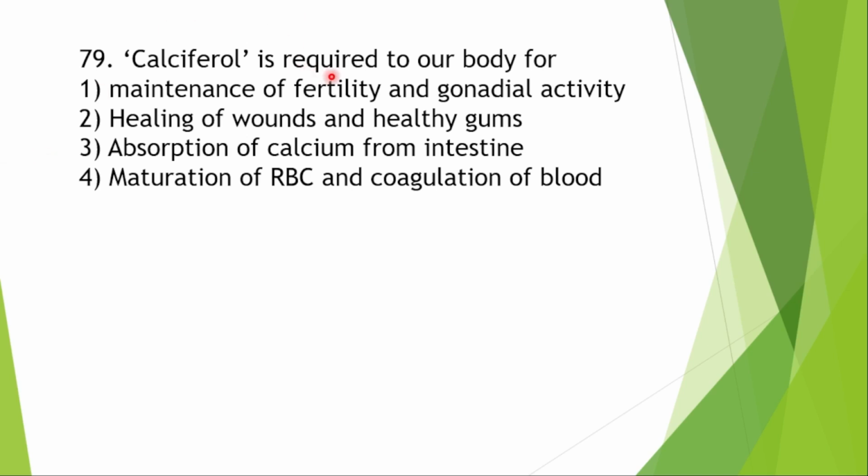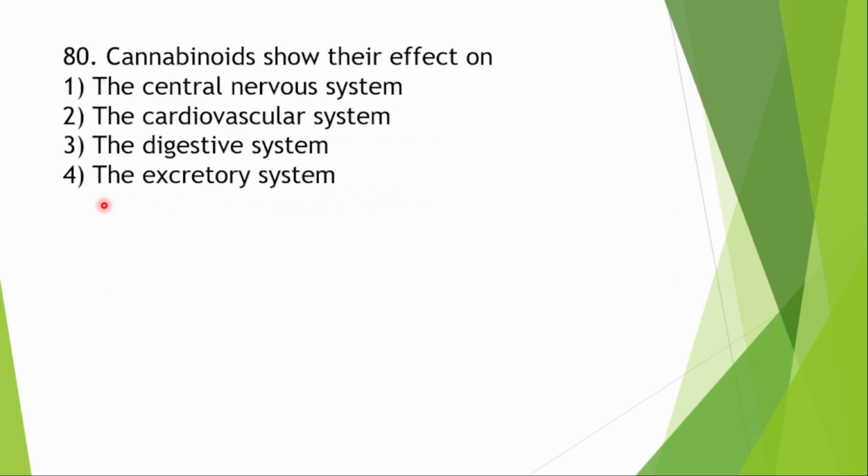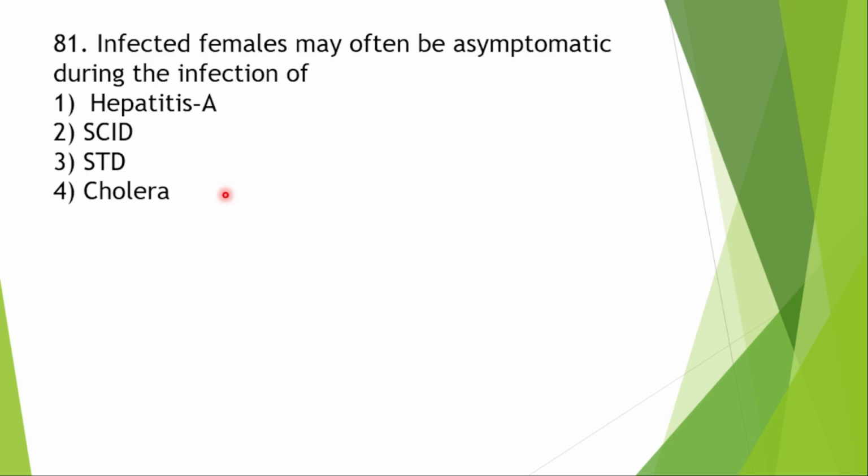79. Calciferol is required by our body for maintenance of fertility and gonadal activity, healing of wounds and healthy gums, absorption of calcium from the intestine, maturation of RBC, and coagulation of the blood. So the right option is option 3. Next, 80. Cannabinoids show their effects on the central nervous system, cardiovascular system, digestive system, excretory system. The option is cardiovascular system.